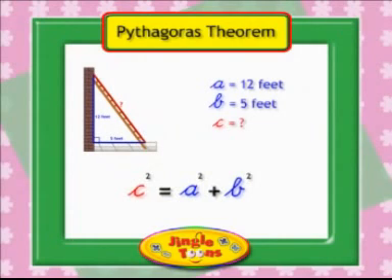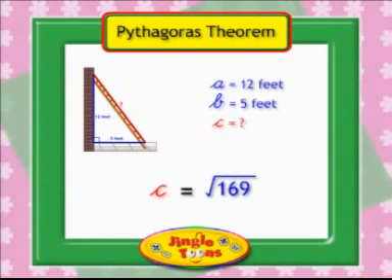So we substitute the values. C square is equal to 12 square plus 5 square, which comes to C square is equal to 144 plus 25, and thus C square is equal to 169. Now we have to find the square root of 169. Thus the answer is C is equal to 13 feet.